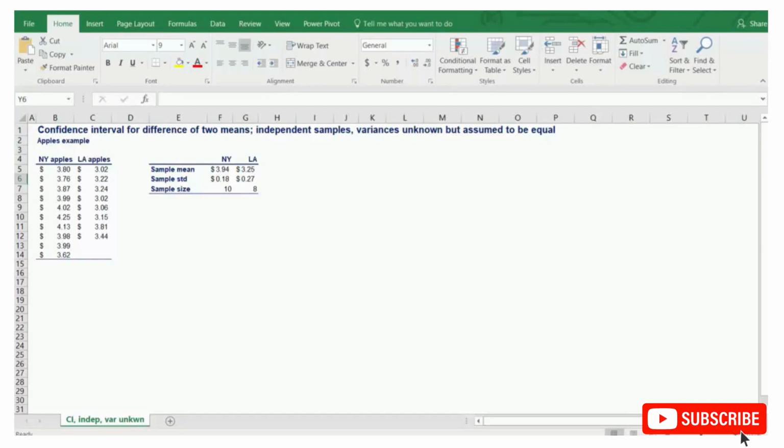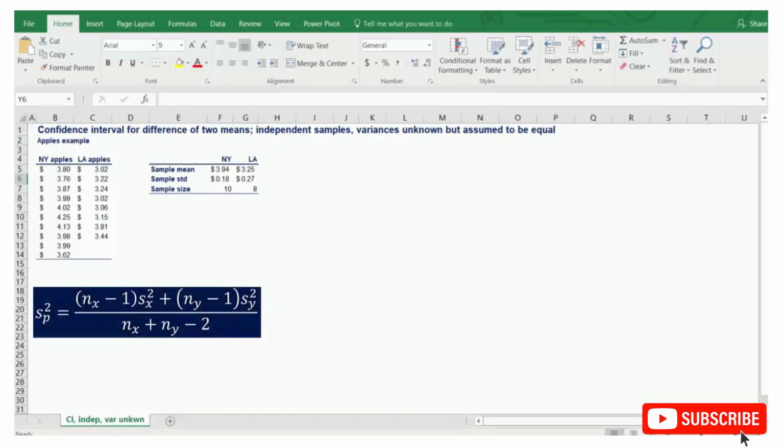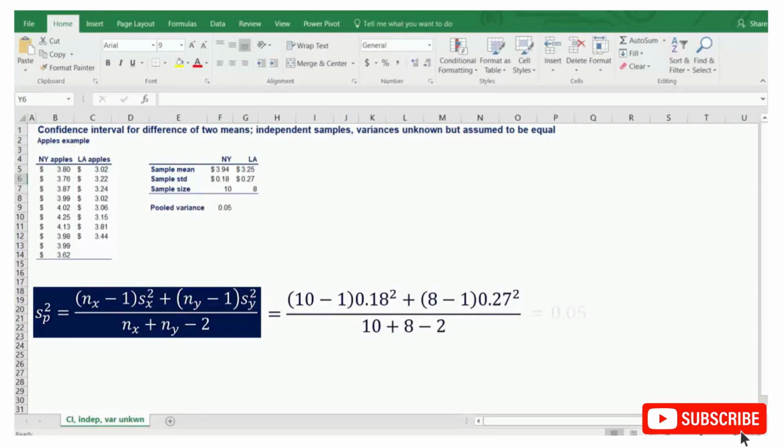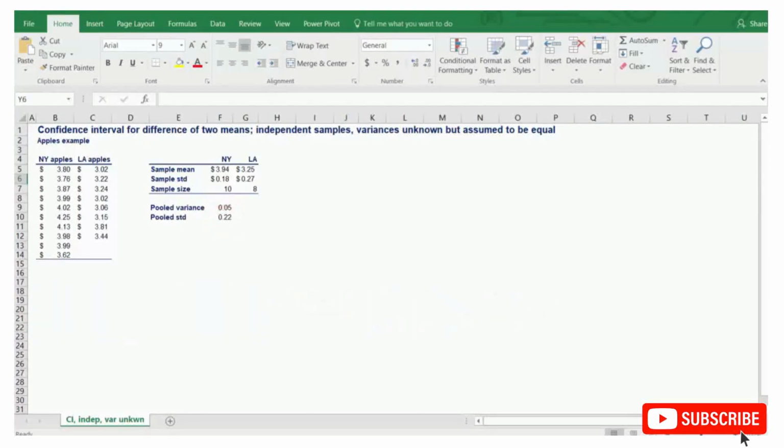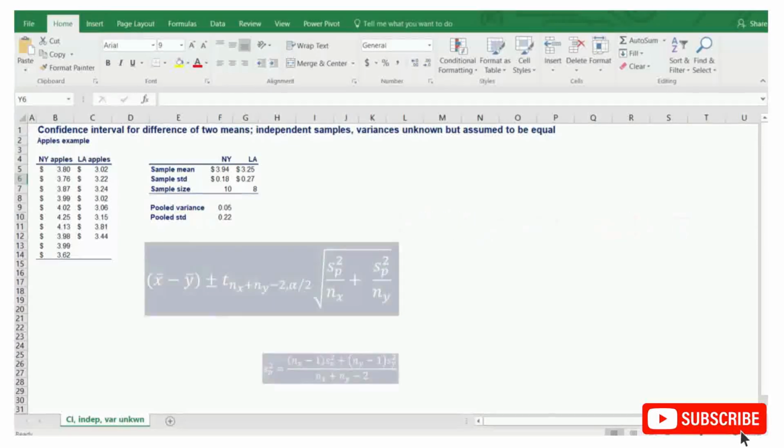The unbiased estimator in this case is called the pooled sample variance, and we could use the following formula to calculate it. As you can see, it is based solely on the sample sizes and the sample standard deviations of the two datasets. We quickly plug in the numbers and get a pooled sample variance of 0.05 and a pooled standard deviation of 22 cents. How about the statistic needed to form a confidence interval? Well, we have an unknown variance, so you guessed it, it's the t statistic. Here's the formula for the confidence interval.